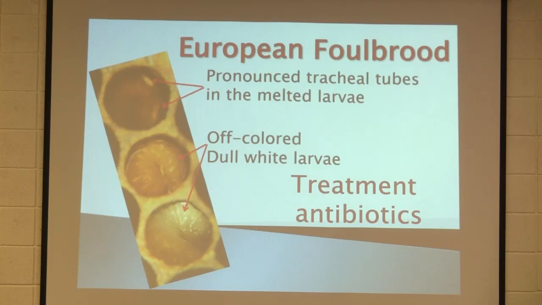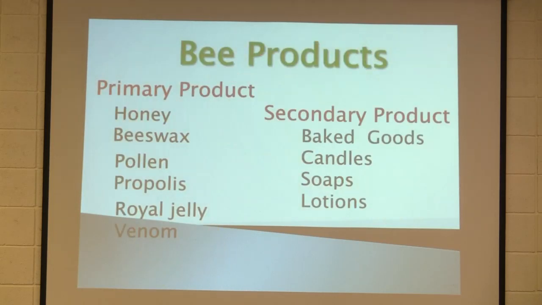European foul brood, you can tell when the tracheal tubes are actually pronounced in melted larvae. So they get in and you take off the caps and you look at the larvae. And if it's a dull white, or if the larvae has started to decay and there's pronounced white spots, that's the tracheal tubes, you can treat European foul brood with antibiotics.